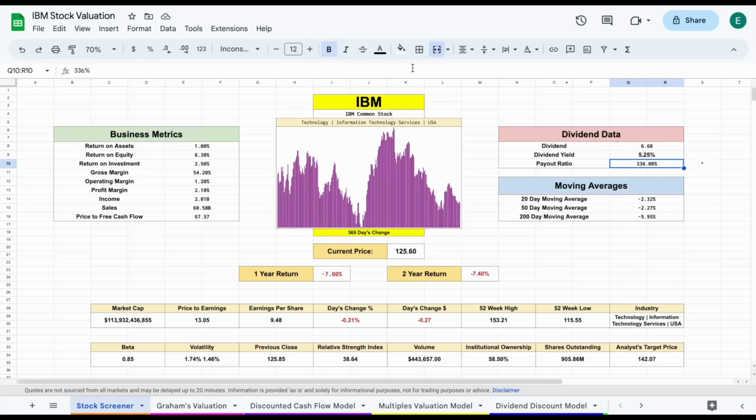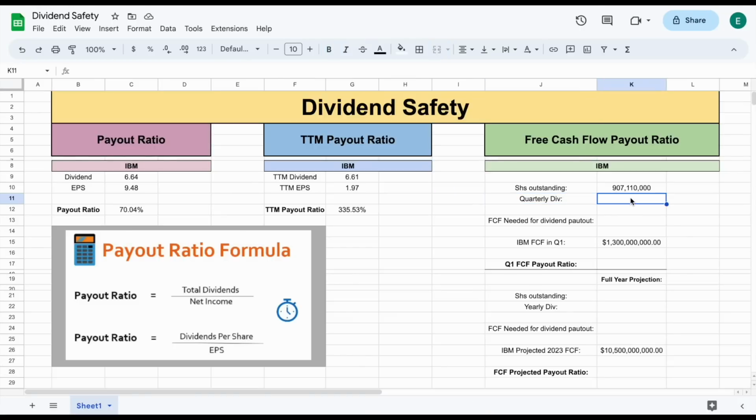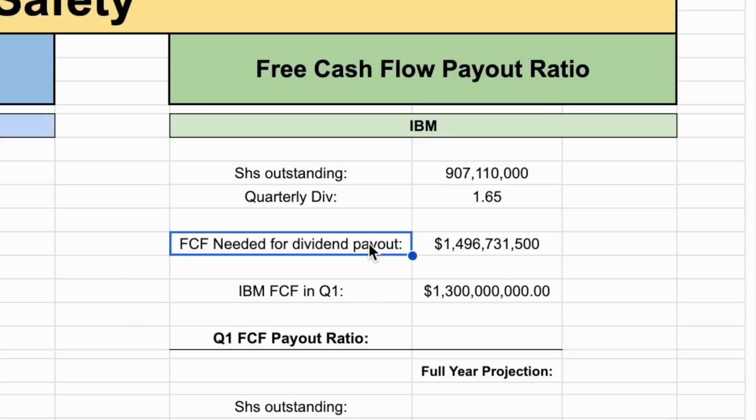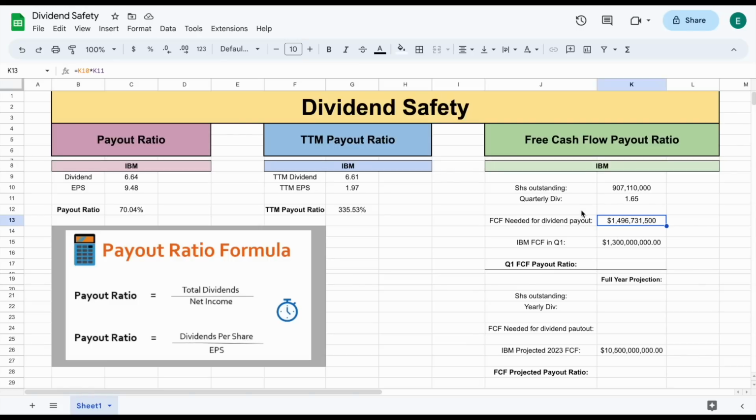So we're going to come back to our dividend spreadsheet and we'll plug in 1.65. And now that we have these two metrics, we can see the free cash flow needed for the dividend payout. Let me go ahead and correct the way I spelled that. And again, now we can see how much free cash flow we need for our dividend payout. And that's a simple formula. We'll come up here and take our shares outstanding and multiply that by the quarterly dividend payout. So in quarter one, we can see they need about $1.4 billion, $1.5 billion in free cash flow to be able to cover their dividend payouts.